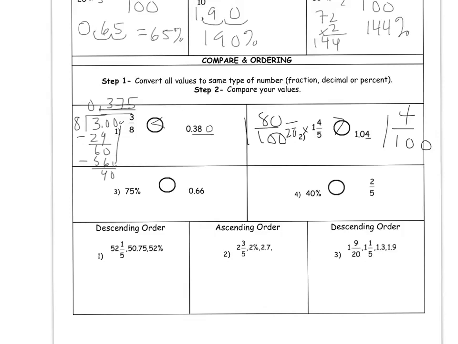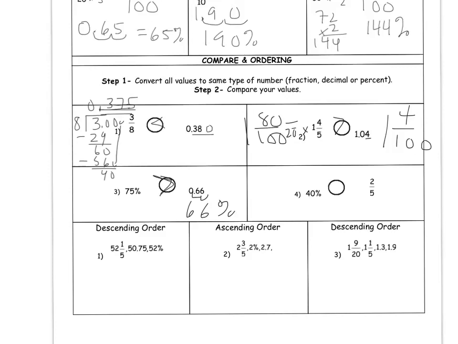So let's take a look at 75% or 66 hundredths. I can either put both of them into a percent, or I can put them into a decimal, either or. So let's do percent. Okay, let's change 66 hundredths into percent. So remember, when you're changing a decimal into a percent, you're multiplying by 100, so that means you're moving the decimal 2 places, so that's 66%. So they're both in a percent, so 75% would be greater.